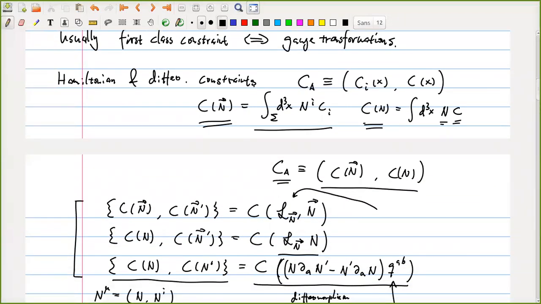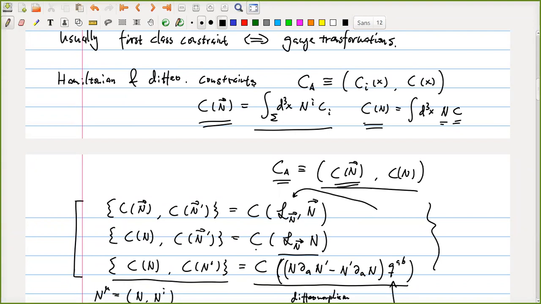So this is a smeared constraint, and as I said before, when you smear the constraint, it is manifestly a functional on the phase space. It's a functional of P and Q, so it's a function on phase space, right? And the good thing about it is that you can write this formula in a much simpler, compact manner.